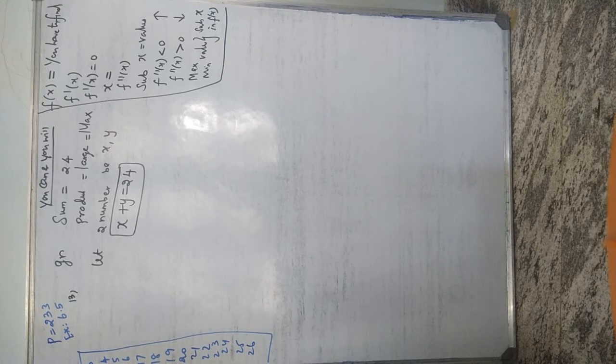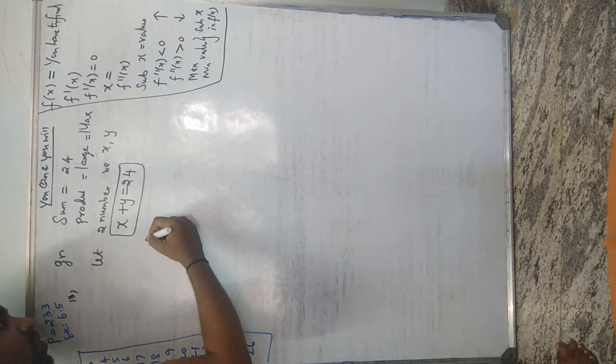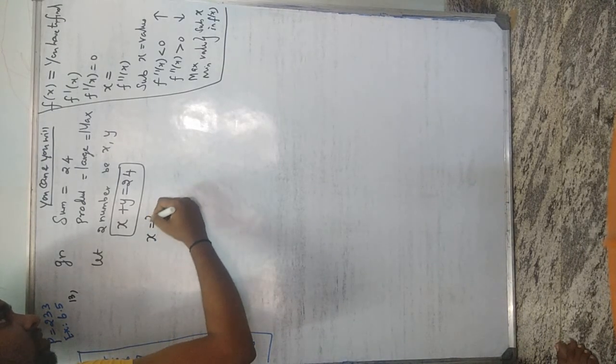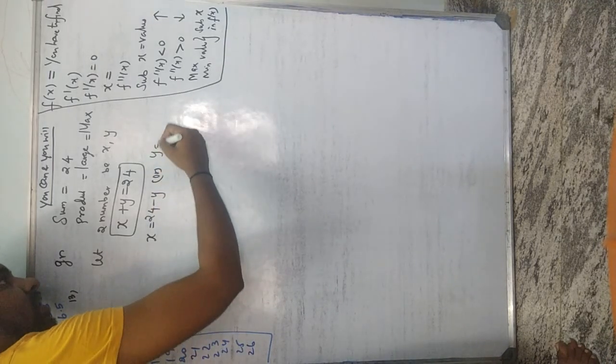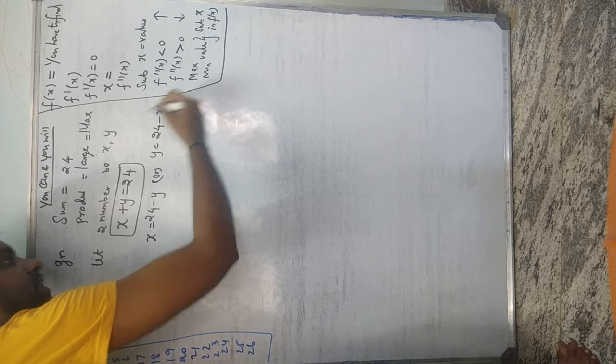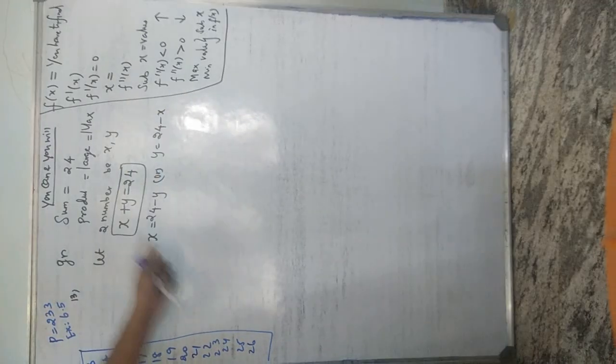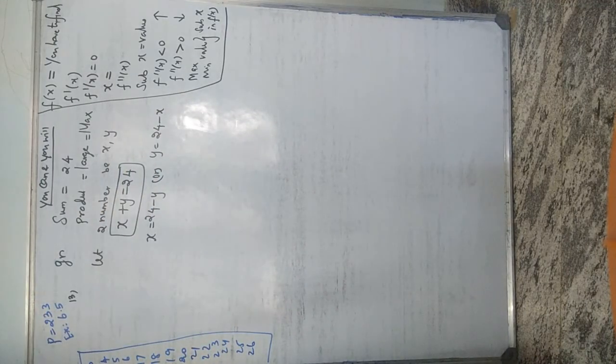In class 7th portion, either you can take x equal to 24 minus y or y equal to 24 minus x. It's up to you. It's not up to me, it's up to you. Okay.